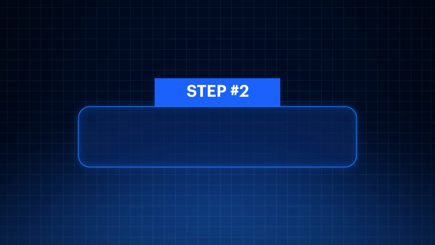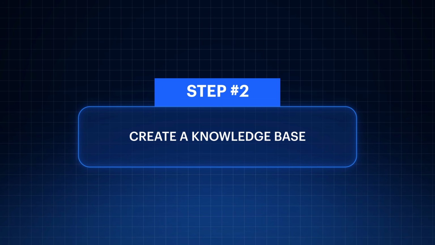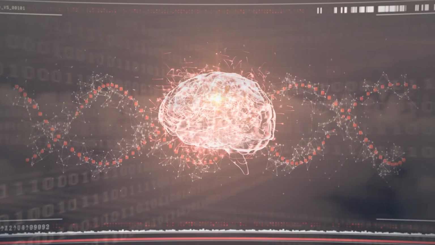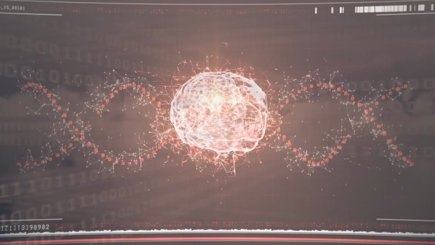So now that you've selected a keyword, it's time for step number 2, which is create a knowledge base. So open ChatGPT, go to projects, and create a new project for your SEO campaign. This project should act as the brain behind your SEO content. It's absolutely critical because it'll help you create SEO content that's unique and on brand.